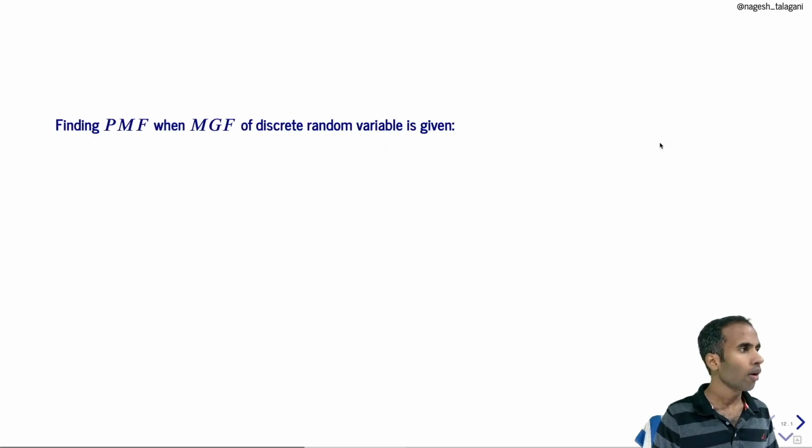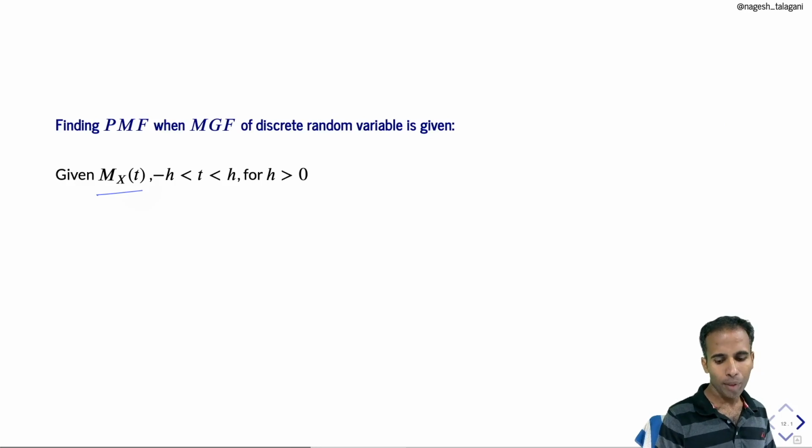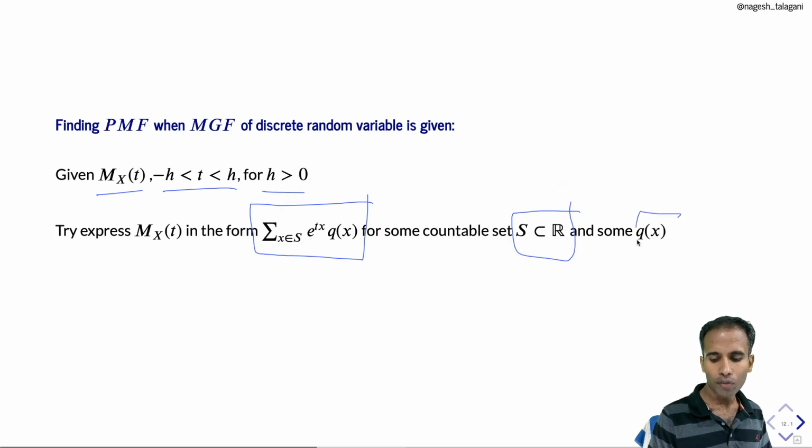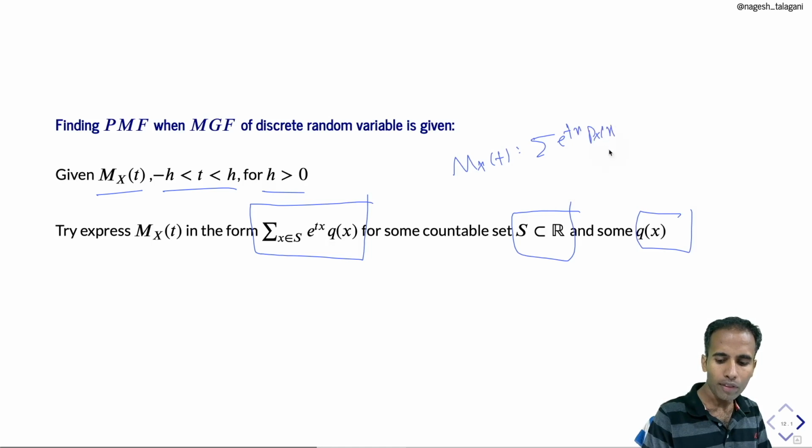Now, finding PMF when MGF of a discrete random variable is given. Let us say this is the given MGF defined in the neighborhood of 0, minus h to h for some h positive. First, we try and express the given MGF in this form: summation e power tx q of x, where x is running over some countable subset S of R and some function q of x over S. But we know the MGF for a discrete random variable is actually summation e power tx p of x, where x is running over the support of X.